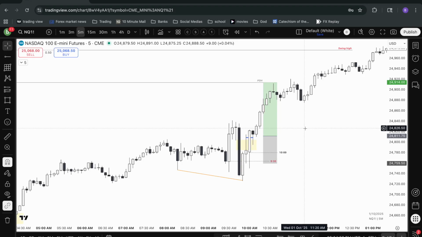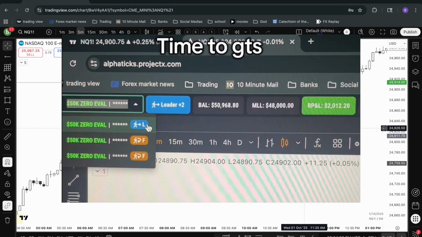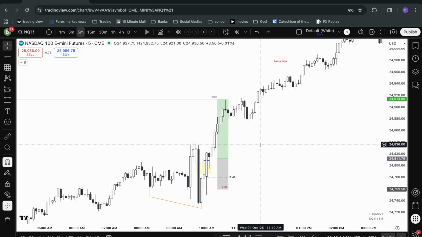Alright, today we're going to be going over the trade that made me 8.3k today. Now for full transparency, these trades were taken on evals, 3 Alpha Futures and 1 My Funded Futures.